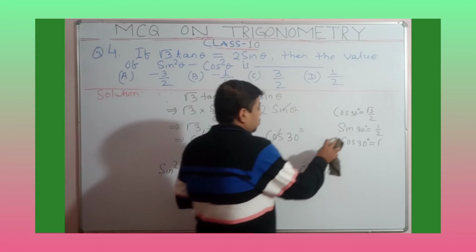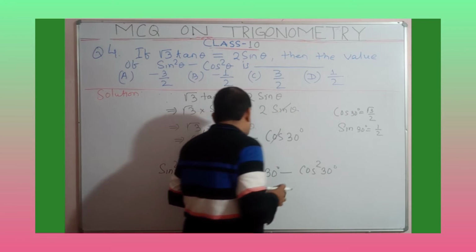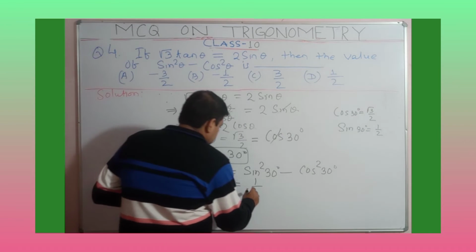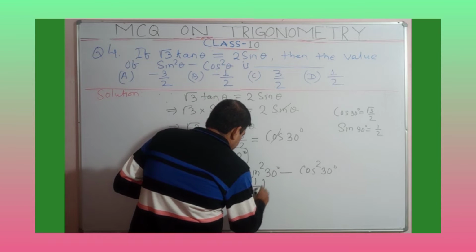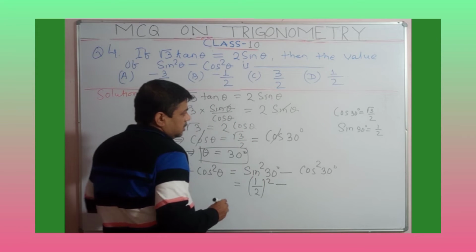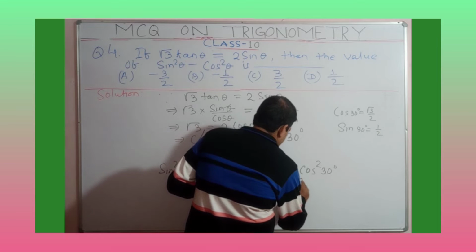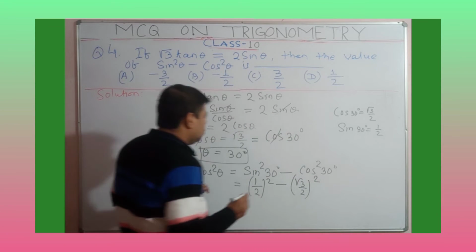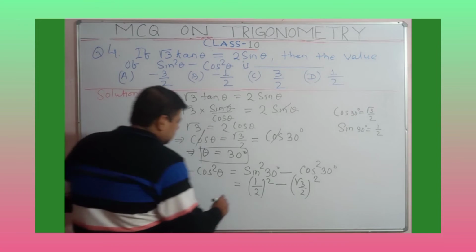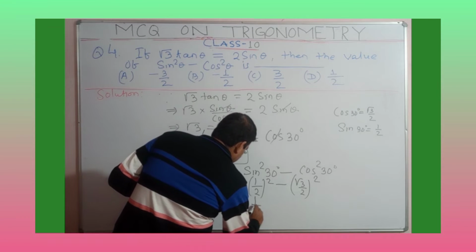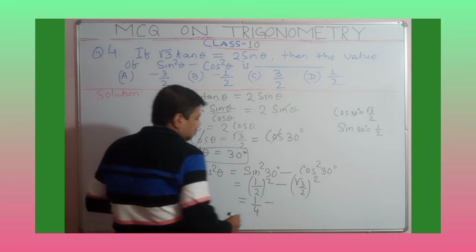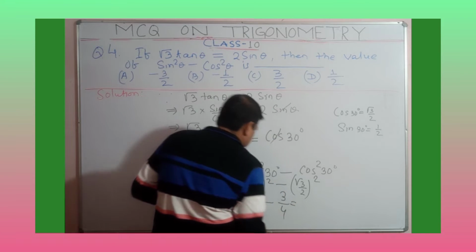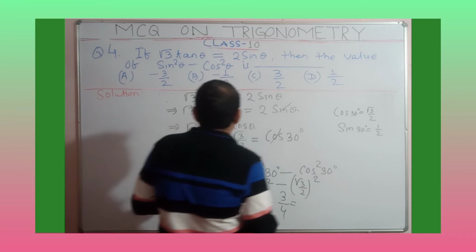The cos 30 is root 3 upon 2, sin 30 is 1 upon 2, and use the value in place of sin 30. I can write 1 by 2, sin square 30 will be 1 by 2 whole square, minus cos 30 is root 3 by 2, so cos square 30 means it will be root 3 by 2 whole square. So it will be 1 upon 2 whole square, it will be 1 upon 4, minus root 3 by 2 whole square: root 3 square is 3 and 2 square is 4.